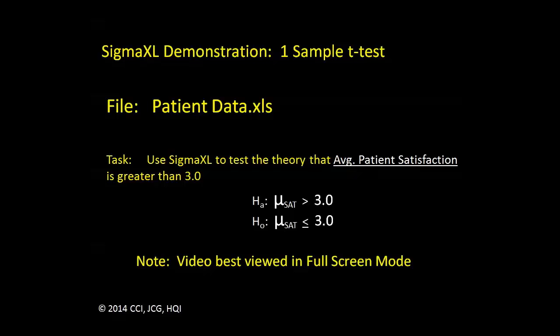This demonstration will focus on the one-sample t-test. We want to test the theory that average patient satisfaction is greater than 3.0. We'll use the file patient data. Because this is a one-to-standard structure and we're looking at averages, we use the one-sample t-test.